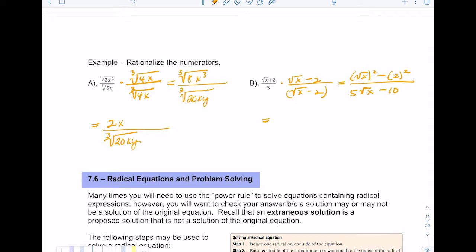And then if I simplify that further, the square root of x squared is just x. And squaring a 2 gives me a 4, so I have minus 4 here. And then in the denominator, I have 5 times the square root of x minus 10. And that would be your answer. If any of you have any questions, please feel free to reach out.